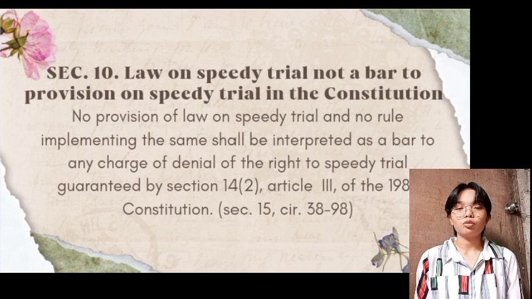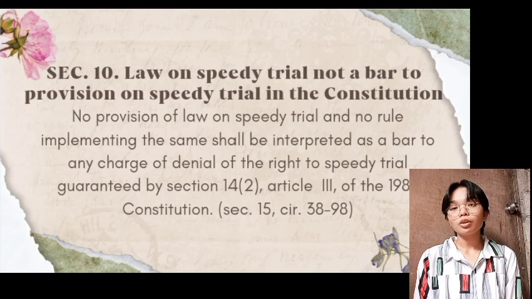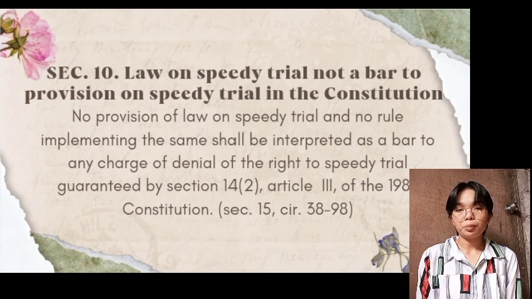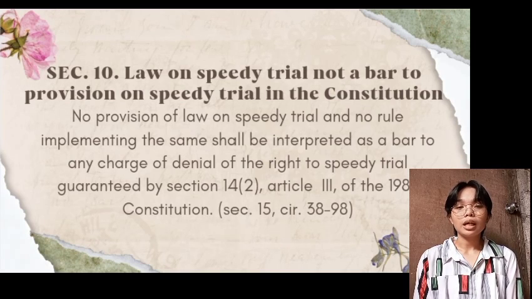So, this section of Rule 119 assures that the right to a speedy trial as guaranteed by Section 14(2) of Article 3 of the 1987 Constitution will always be unaffected by other laws or rules governing the same. So, this provision emphasizes that no statutory provision or procedural rule on a speedy trial should be interpreted in a manner that obstructs or diminishes an individual's entitlement to the constitutional guarantee of a swift and impartial trial.